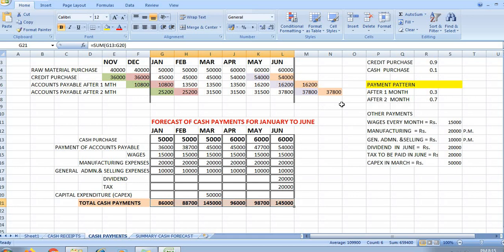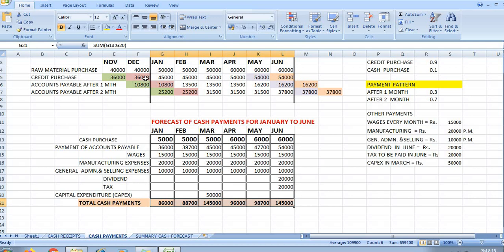A payment pattern is also given to you, that of your credit purchase, after 1 month you pay 30%, after 2 months you pay the balance 70%. Again, let us have a look at the November figure. Your credit purchase was 36,000, so we will pay 30% of this, that is 10,800, after 1 month, which means in December. And the balance 70% we are paying after 2 months, which means 25,200 paid in January.